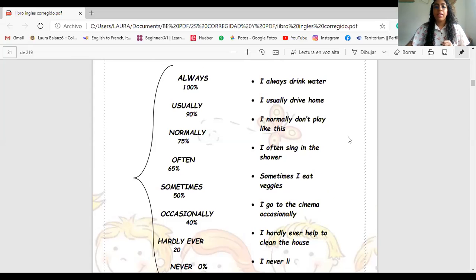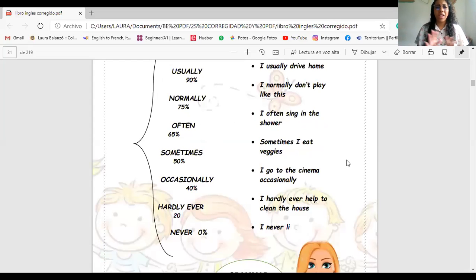Right? Next one, hardly ever. Hardly ever. Casi nunca. I hardly ever help to clean the house. Casi muy rara vez o casi nunca ayudo a limpiar mi casa. I hardly ever go to parties. Casi nunca voy a fiestas. I hardly ever go to school. All right? So hardly ever, casi nunca.